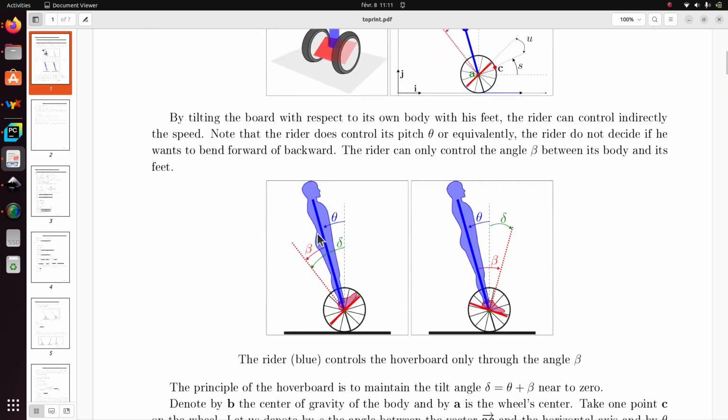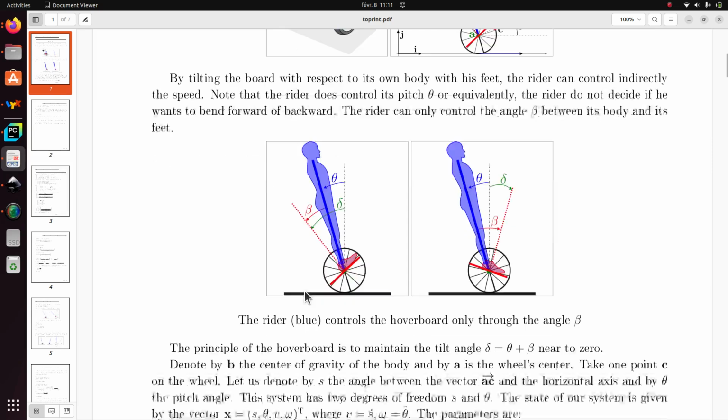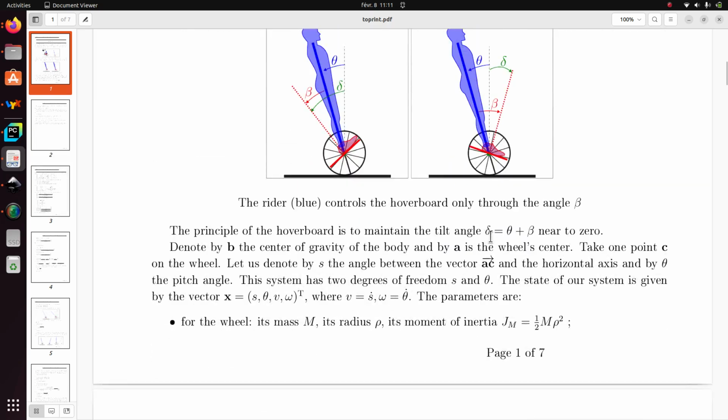We must not confuse this with the angle theta, which corresponds to the pitch, and the human cannot control the pitch. It can only control beta. The other important angle is delta, which corresponds to the tilt angle, and which is the angle of the board with respect to the world frame. So as written here, delta is the sum of theta plus beta.